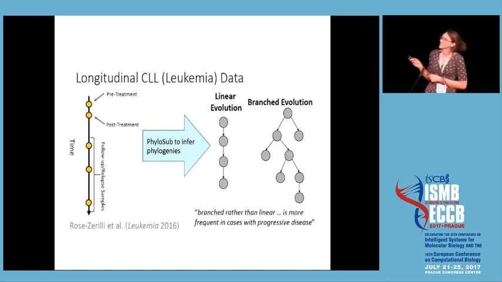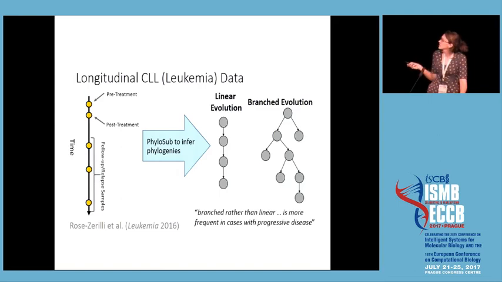So we applied this to some real data, leukemia. We used a cohort of patients from a study from leukemia last year, where they took longitudinal data from leukemia patients of pretreatment, post-treatment, and then possibly 1 or 2 follow-up studies, and classified these into linear and branched evolution. And they noted that branched evolution is really more frequent in cases with progressive disease.